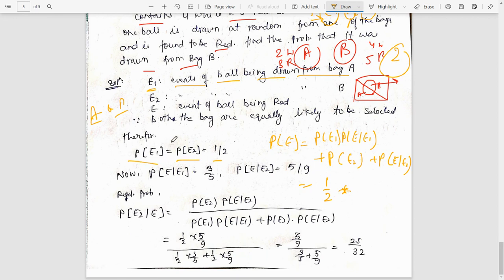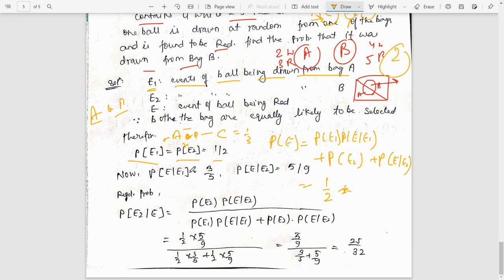Okay, so everything we have introduced here, the probability of E1 and E2 is 1 by 2, because you can draw any bag at random, A or B. You can draw any bag at random, and obviously there is a 50% chance of being selected A, 50% chance of being selected B. If it had been three bags, it would have been 1 by 3 chance for each and every bag.